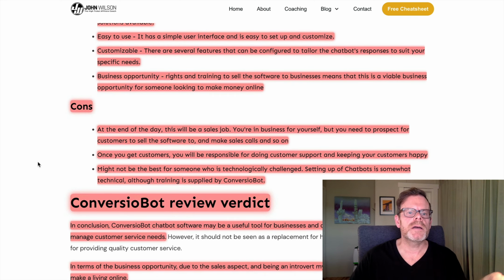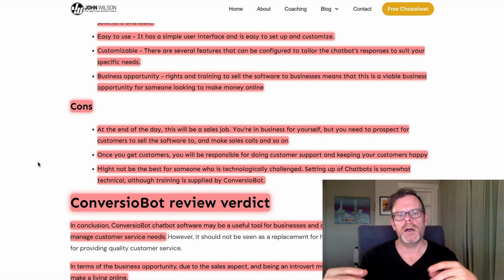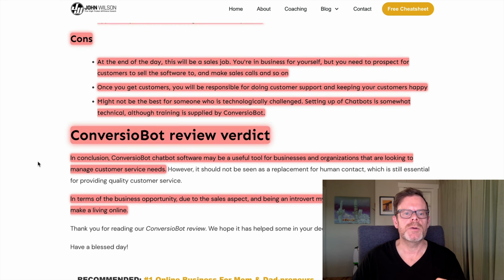On the negative side, at the end of the day, this will be a kind of sales job. You're in business for yourself, but you still need to prospect for customers to sell your chatbots to. And you'll have to make sales calls and close customers and all of that. Once you get customers, you will be responsible for doing customer support and keeping your customers happy. So it might not be best for someone who is technologically challenged. Setting up of chatbots is somewhat technical, although training is supplied by ConversioBot.